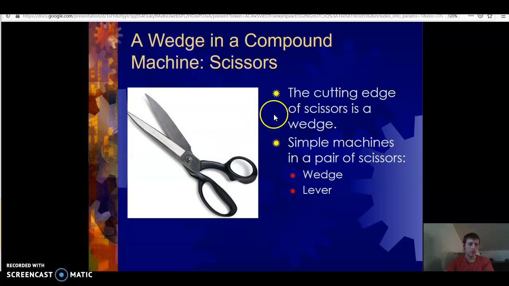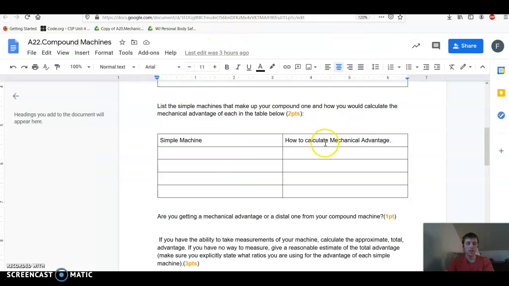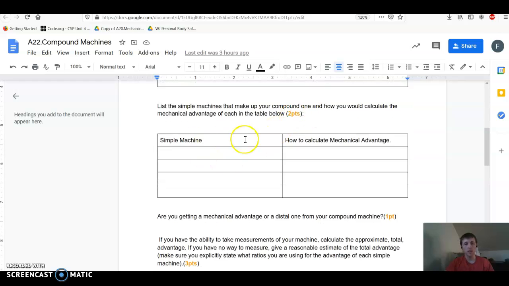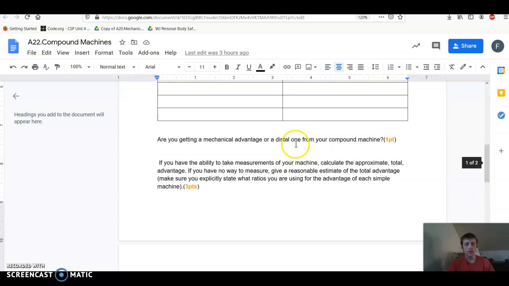Your assignment number 22, which is due next Monday, has you find a machine in the real world that has more than one simple machine in it and is a compound one as a result. You can either take a picture of it or simply find something on the internet that resembles it, list the simple machines, and then if you have the ability to measure the ratios involved, or simply give me a guesstimate that you think is good enough if you have no way to measure, and tell me what the advantage is.